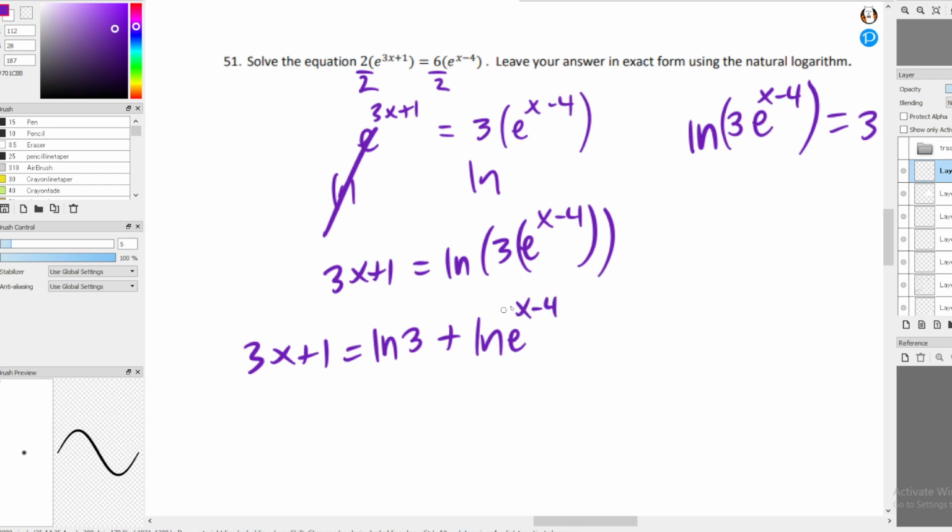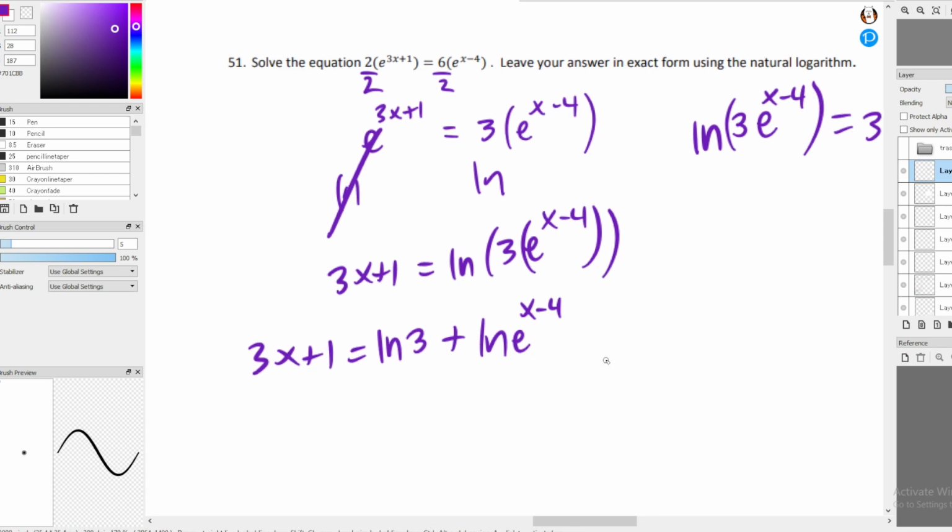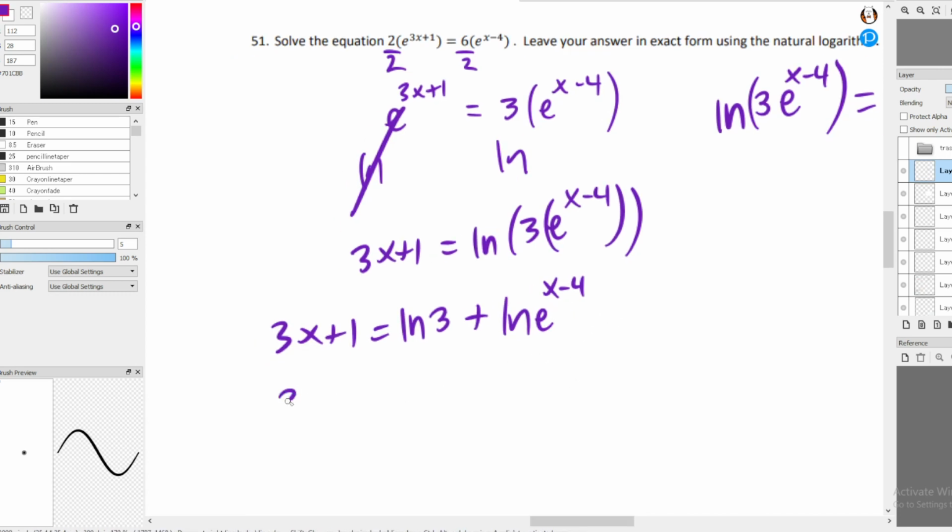Here, you have to bring the exponent down either way. Because ln e equals 1, you can just cross that out. Or you could bring it down, but eventually you'll come to the conclusion that ln e equals 1. So you'll get 3x plus 1 equals ln 3 plus x minus 4.